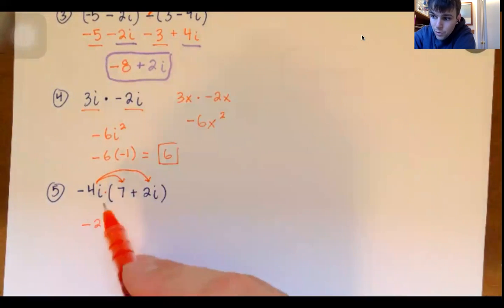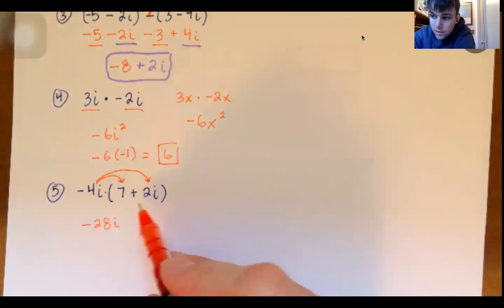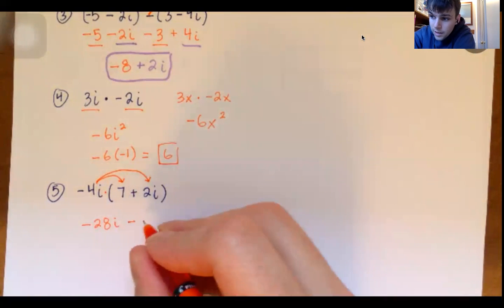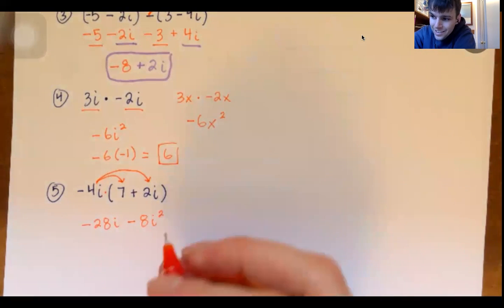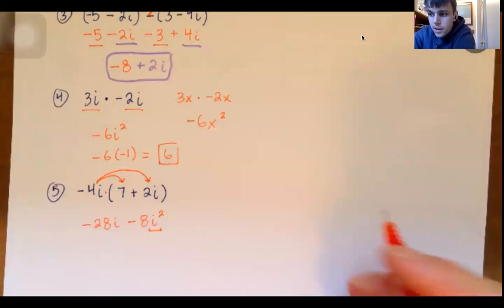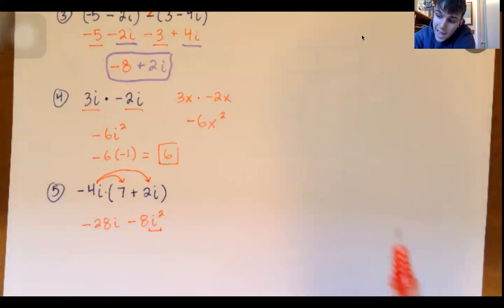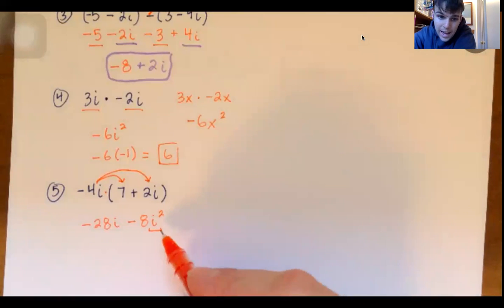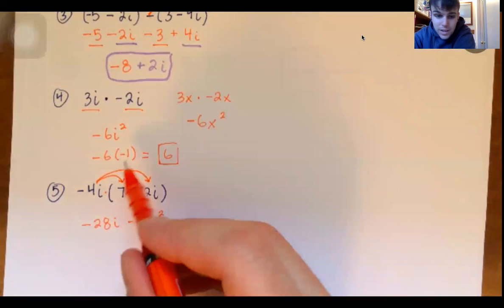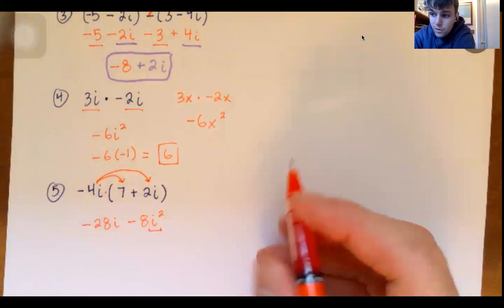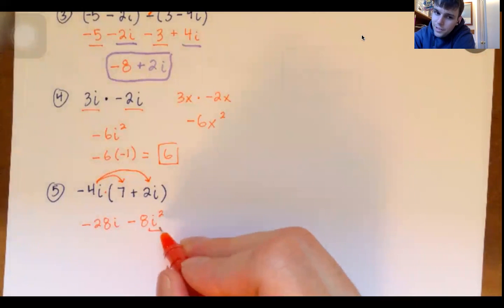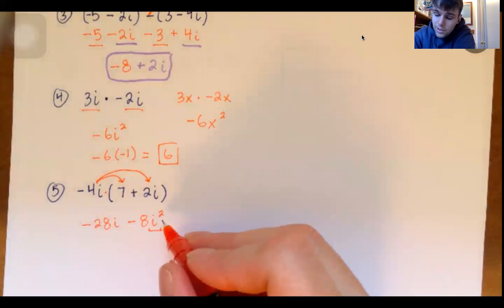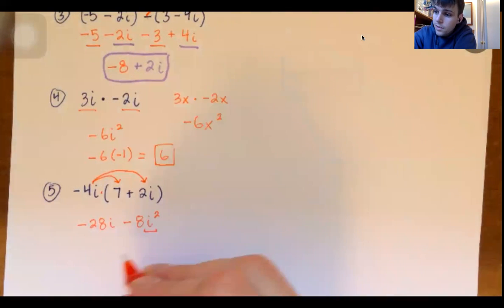And then negative 4i times positive 2i, that's going to be negative 8i squared. Now again, here's my problem, i squared. Anytime I end up with i squared, and this happens when we're multiplying, I have to do something with that. I have to change it into a negative 1 because that's the value of i squared. These are not just variables, these are actual numbers that we have to do something with.